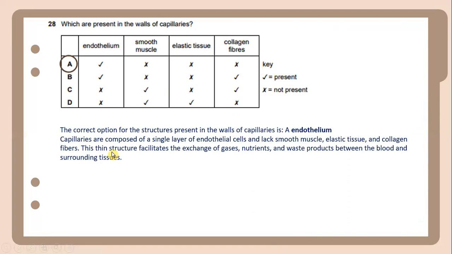28. Which is present in the wall of capillaries? The correct option for the structure present in the wall of a capillary is endothelium. Capillaries are composed of a single layer of endothelial cells and lack smooth muscle, elastic tissue, and collagen fibers. And this thin structure facilitates the exchange of gases, nutrients, and waste products between the blood and surrounding tissue.